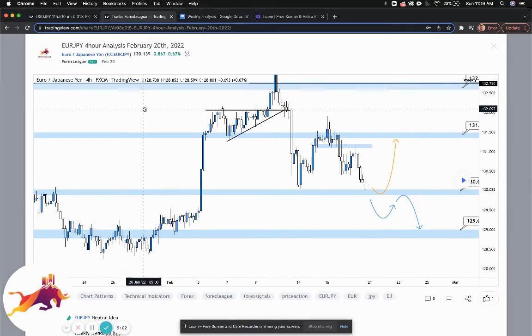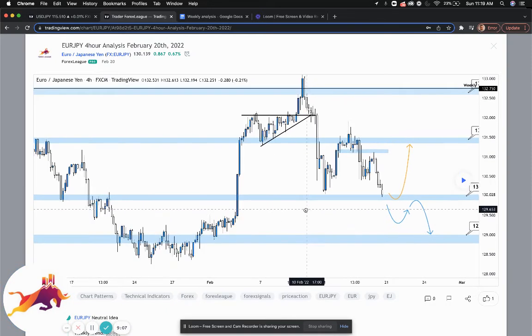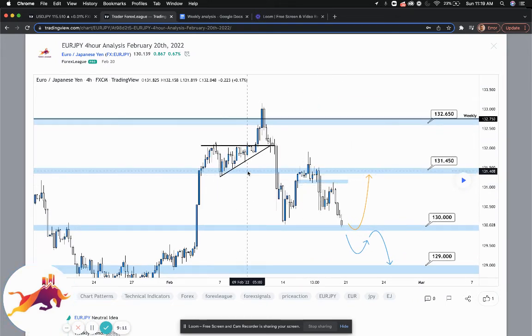So EJ was tricky. This one was kind of low on my list just because of the lack of structure and the high volume, right? So we had this huge rally here. Okay, we tested this level of support after we broke it, 131.45. We saw a nice ascending triangle.